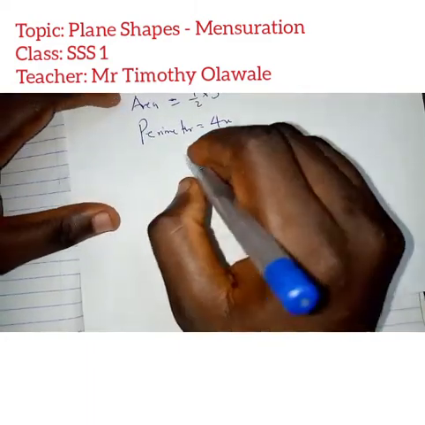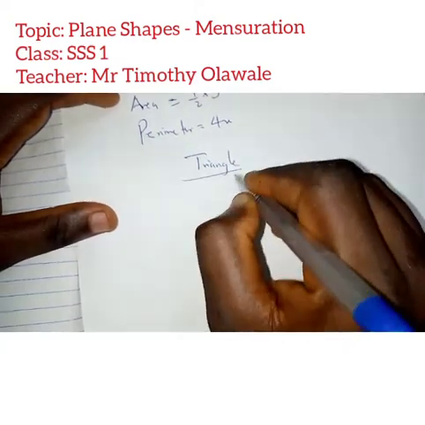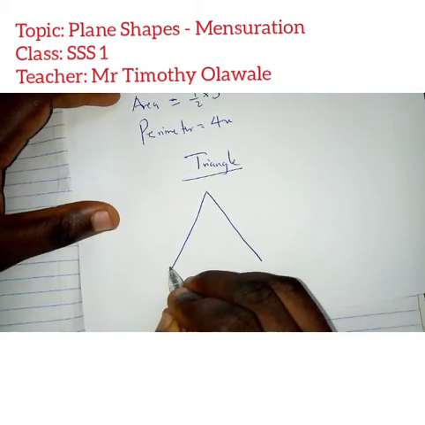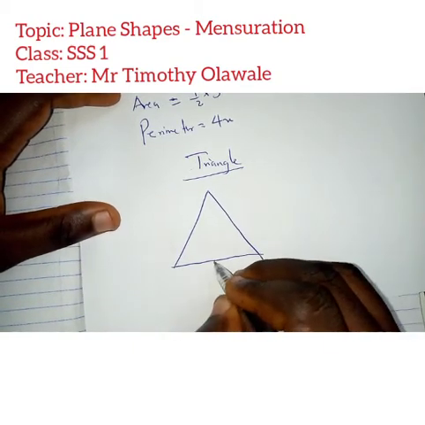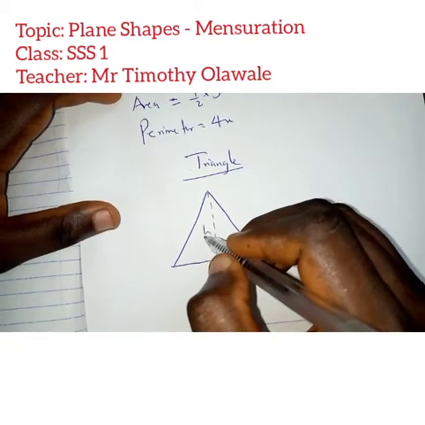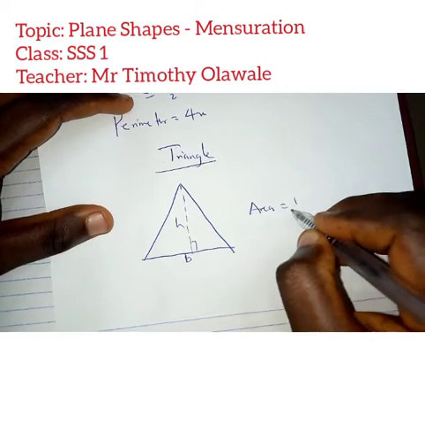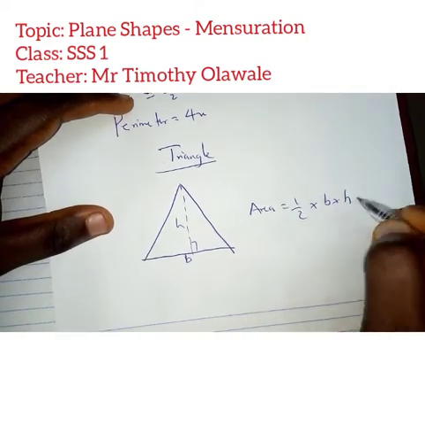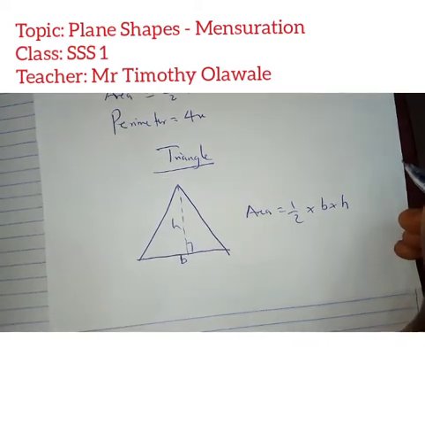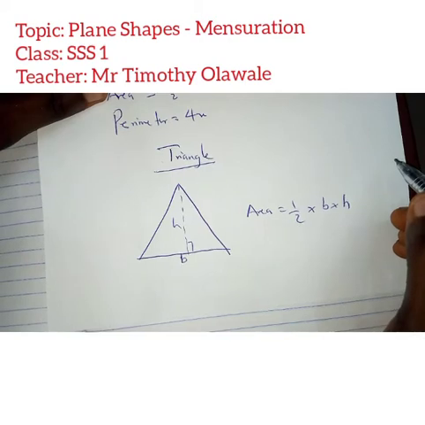Now let's look at a triangle. We have a triangle like this that has a base b and a height h. Are you with me? So we say the area of a triangle is half times base times height.